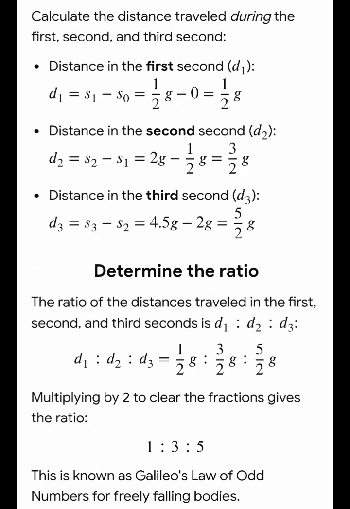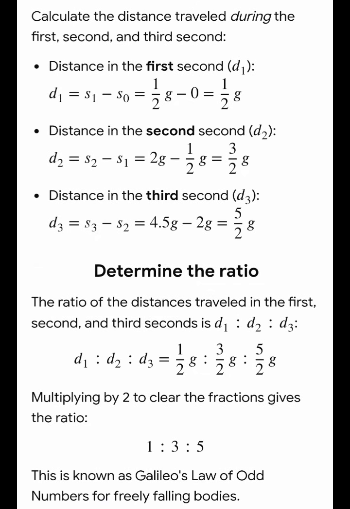So this is equal to 1 by 2 into g minus 0, this is equal to half into g. Then the distance covered in the second, d2, is equal to s2 minus s1, and this is equal to 2g minus half into g, and this is equal to 3 by 2g. Then the distance traveled during the third second, d3, is equal to s3 minus s2, and this is equal to 4.5g minus 2g, that is equal to 5 by 2g.